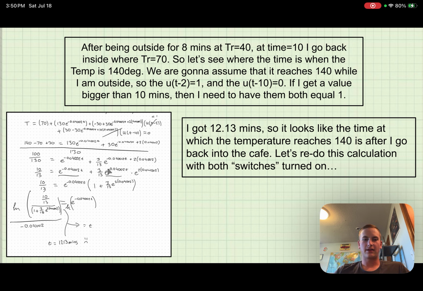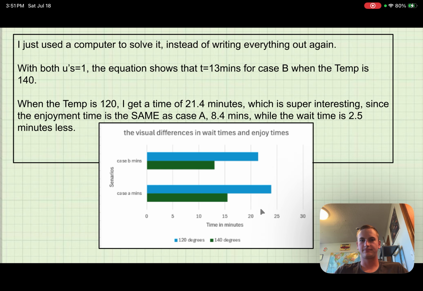I did all this math. I got 12.13 minutes, which means that, oh, actually, I did go back inside before the temperature of the coffee reached 140 degrees. So I need to resolve this and just turn both my functions on. So let's do that. And I just used a computer because I did not want to write the whole thing out again. That took way too long.